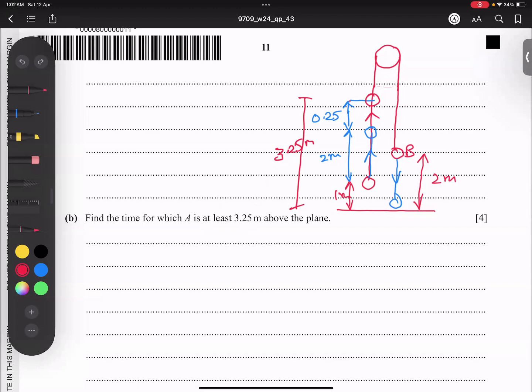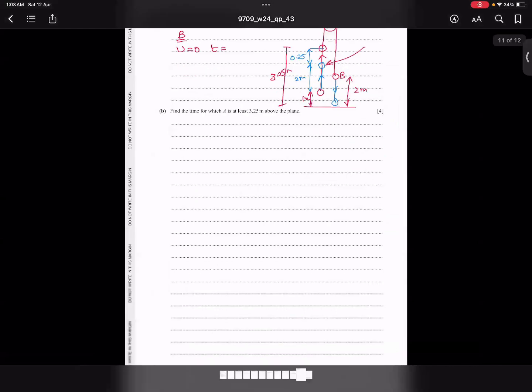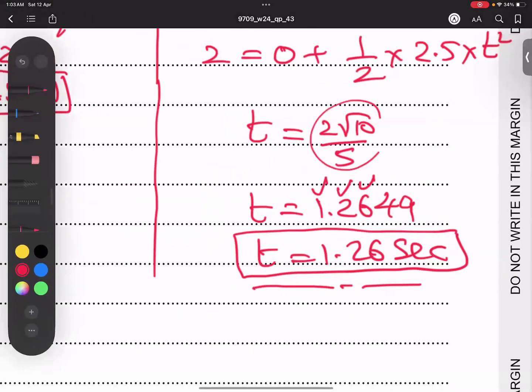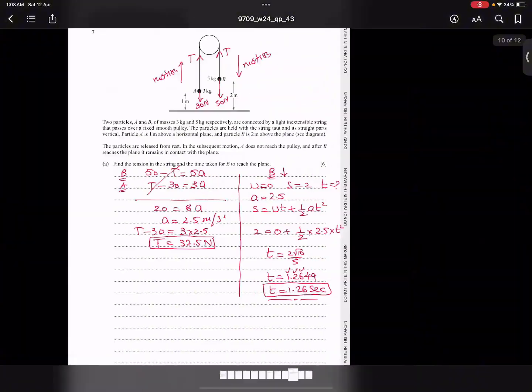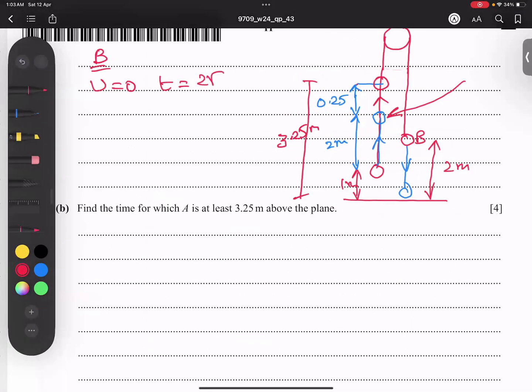I want to find, first of all, what is the speed at this place. But before I need this speed, I need to find this speed, and this speed is the same as this speed. So let's go for B, just before hitting. I'm writing here just before hitting, u is 0, and the time I got on the previous page, if I show you again, is 2 root 10 by 5, when it will reach down. Okay, and the distance is 2 meters.